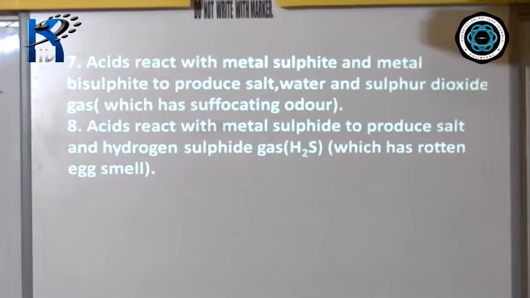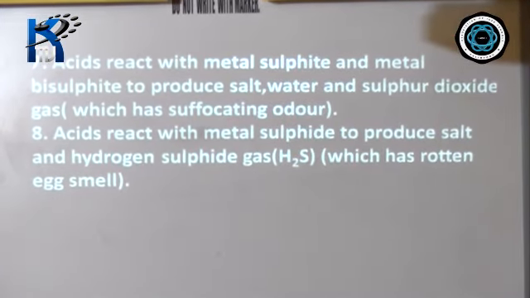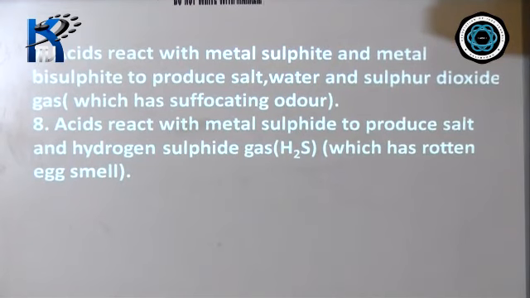Now we go to property number 7. Acid reacts with metal sulfite and metal bisulfite to produce salt, water and sulfur dioxide gas. And this sulfur dioxide gas has a suffocating odor. Now to explain number 7, I am going here again.